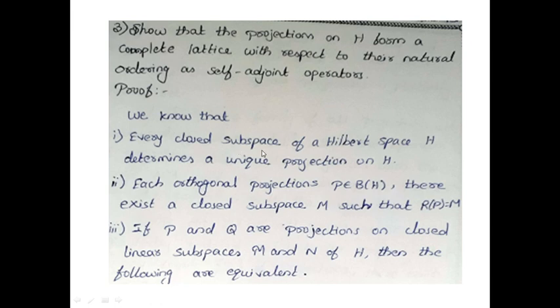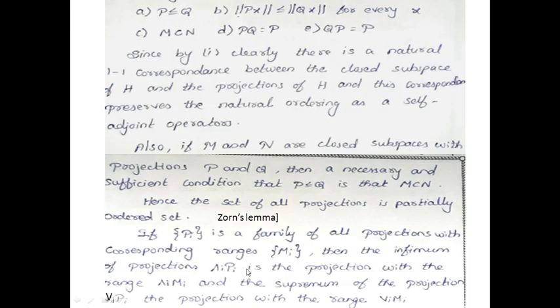Every closed subspace of a Hilbert space determines a unique projection on H, and an orthogonal projection P exists for a closed subspace M such that the range of P equals M. And if P and Q are projections on the closed subspaces M and N, the following are equivalent: P less than or equal to Q, and PQ equals P. These theorems are already proved.